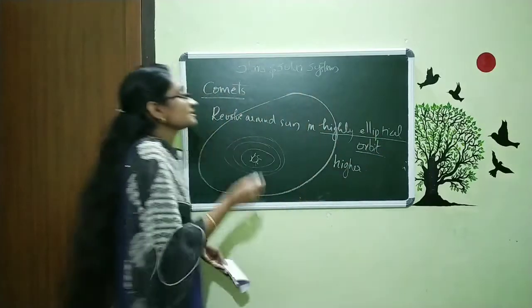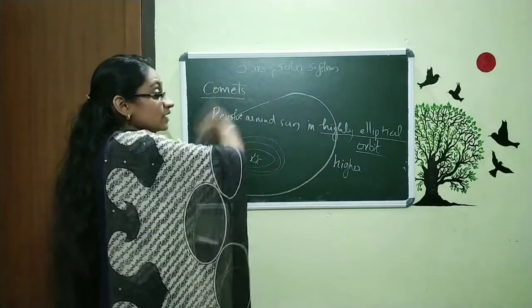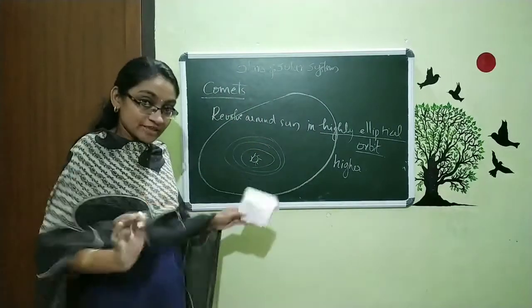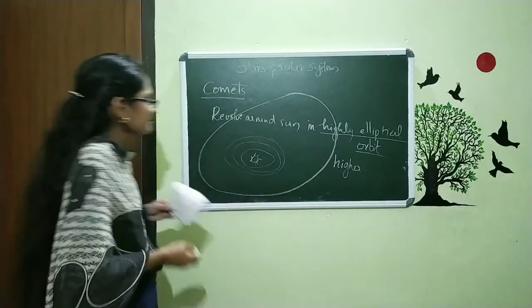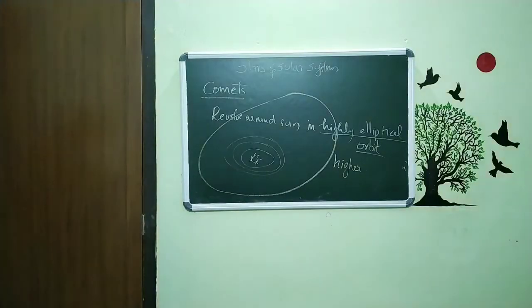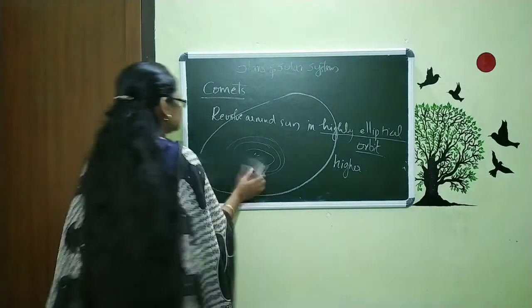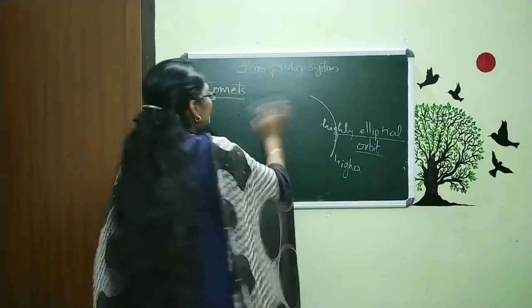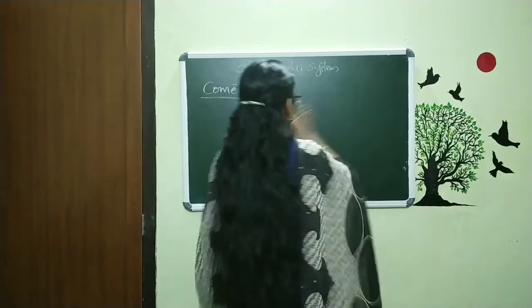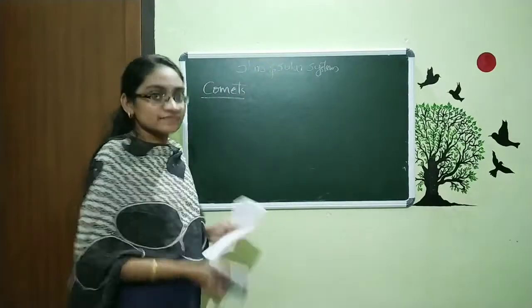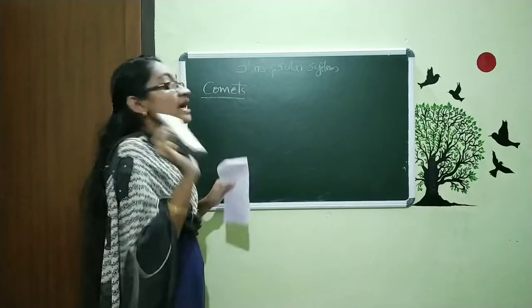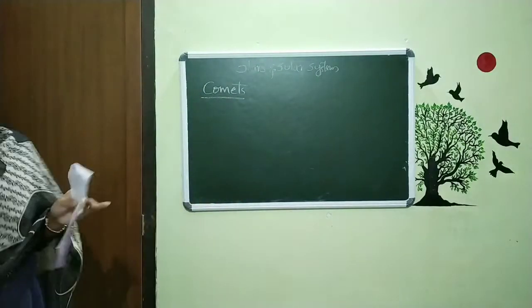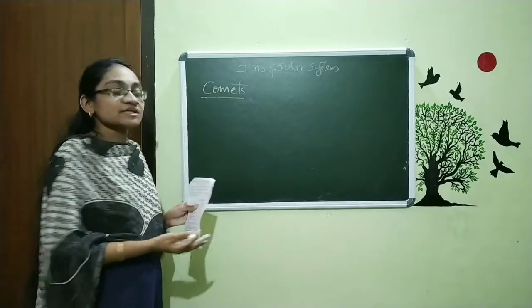The reason is this: its elliptical orbit is very big. That is the reason for that. The next is this. Now we want to study what a comet is. We said that it is moving in a highly elliptical orbit. That means it is moving very far from the sun. That is the simple meaning of that. And the period of revolution is higher.